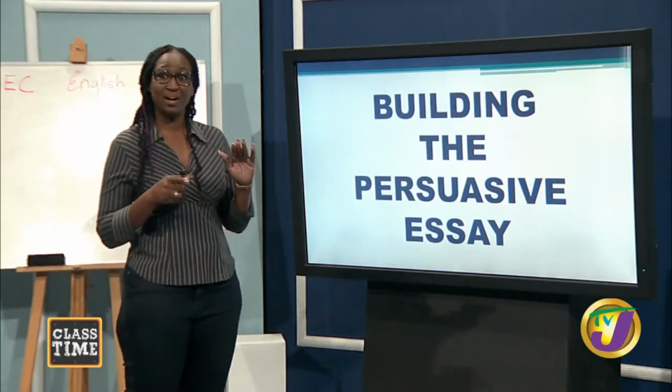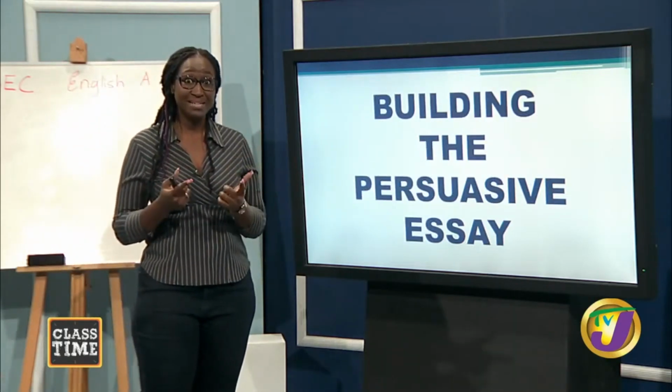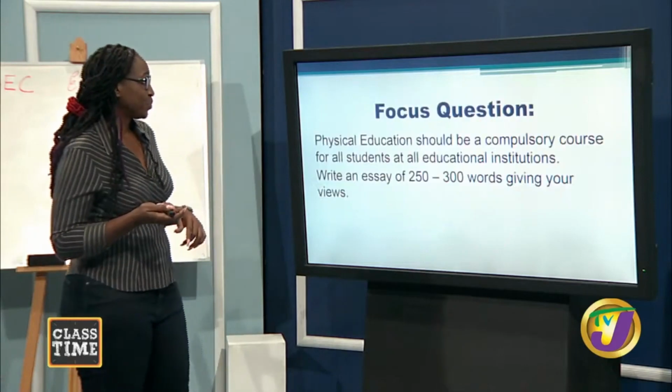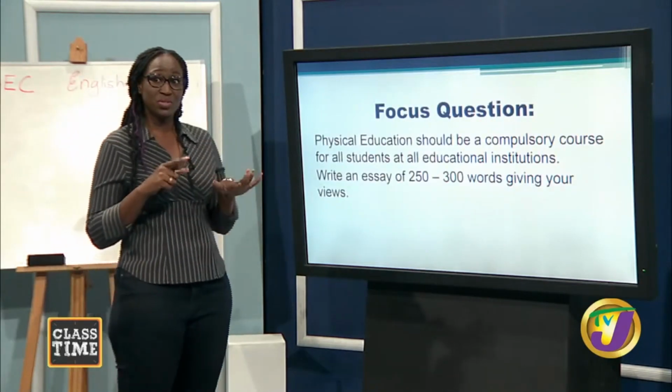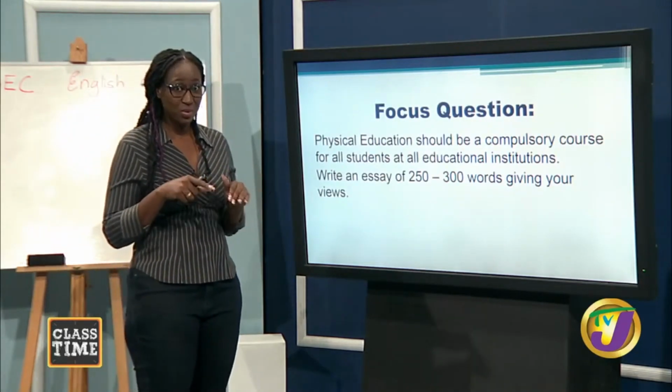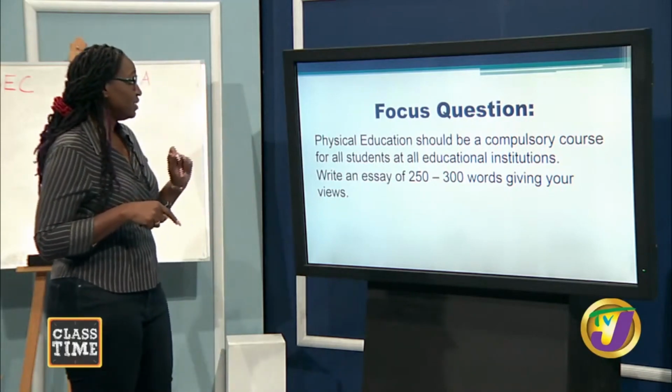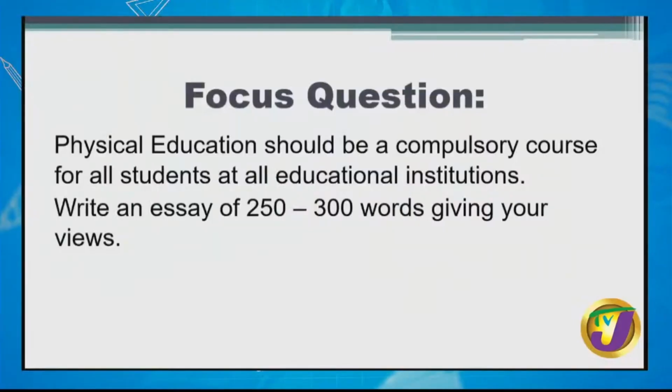Now that we have the blueprint, we're ready to start building. And this is a focus question we'll be using to guide us as we build. Physical education should be a compulsory course for all students at all secondary institutions. Write an essay of 250 to 300 words giving your views. So keep that in mind as we go through this building process.